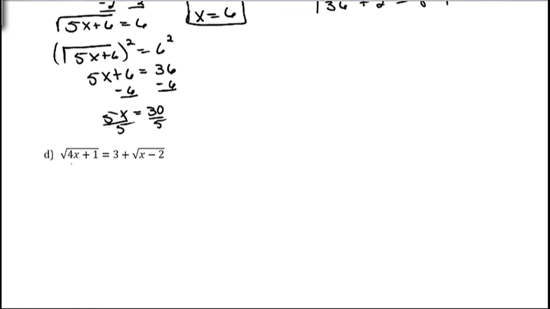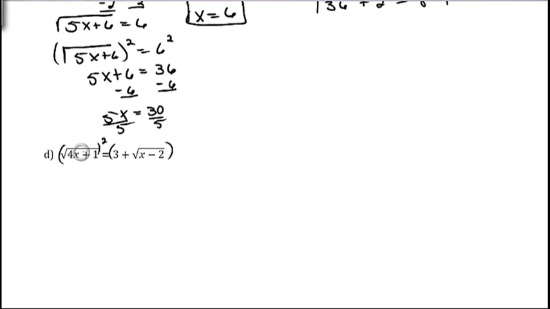Our next example, square root of 4x plus 1 equals 3, plus the square root of x minus 2. So this one has 2 square roots. And when you have 2 square roots, we're going to need to square both sides of the equation, and we're going to end up having to do it twice. So I'm just going to do it up here.